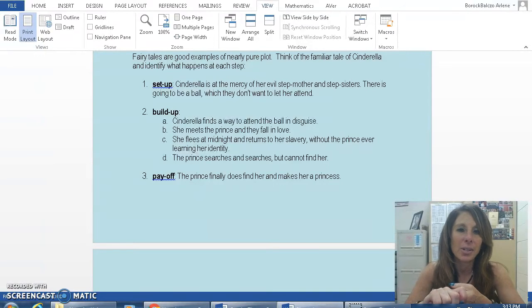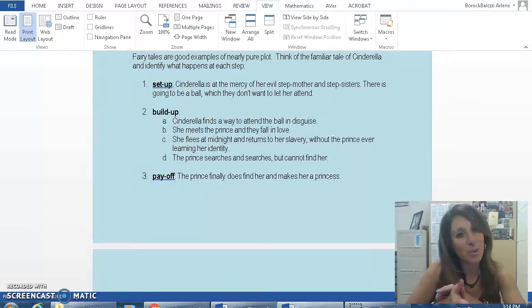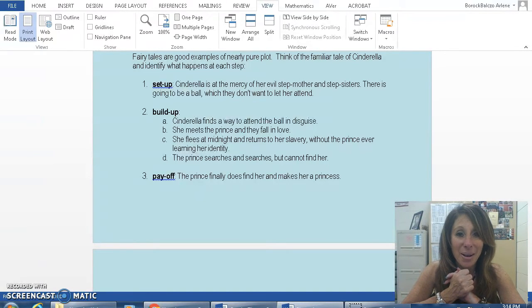And we all know Cinderella's pretty and she's nice and she's sweet and she's kind. Then you have the build-up. A, Cinderella finds a way to attend the ball, in disguise, of course. B, she meets the prince and they fall in love. C, she flees at midnight and returns to her slavery with her stepmother and stepsisters without the prince even knowing her true identity. And then D, the prince searches and searches but cannot find her. He's trying to find whose foot fits in that glass slipper.